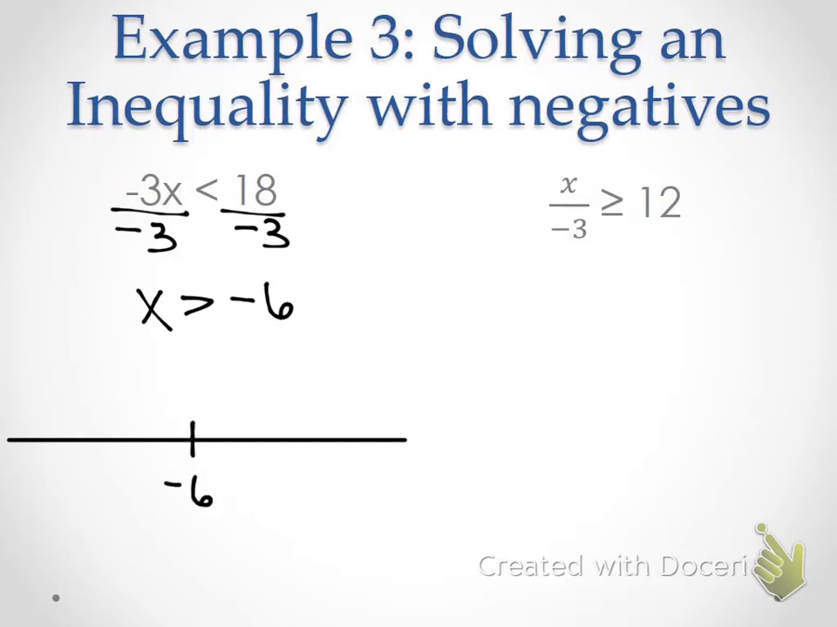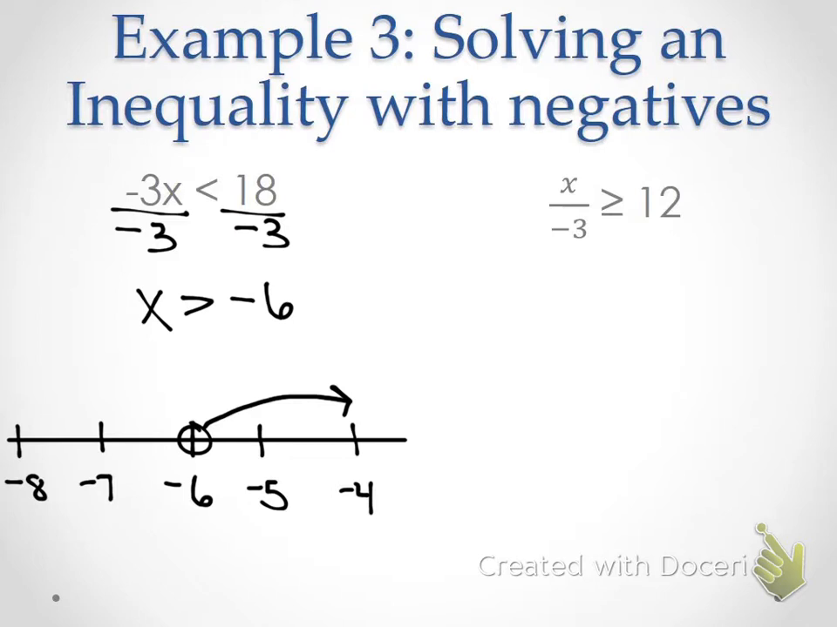Okay, so negative 6, negative 7, negative 8, negative 5, negative 4. Did you number it right? Did you get the numbers right? Okay, very good. Open or closed dot? Open. Arrow left or right? To the right. Very good.